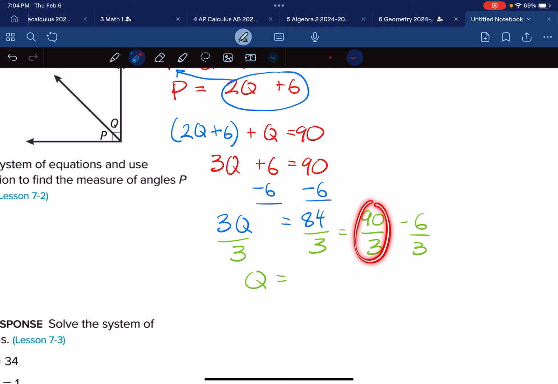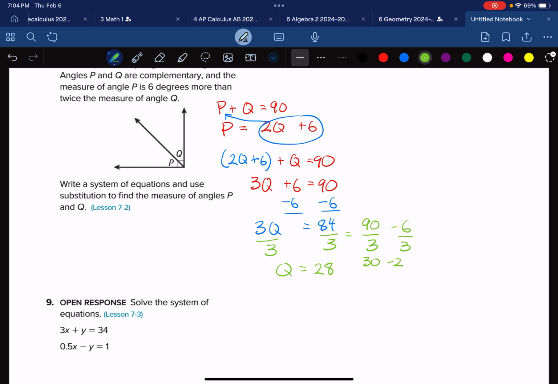And I can simplify this because 9 divided by 3 is 3 with the 0. So I have 3, 0, 3, 0. And 6 divided by 3 is 2, so minus the 2. And hey, 30 minus 2 is 28, so Q is equal to 28. Notice I'm not done because it didn't say just find the angle of Q. It said find the measure of angle P and Q. So I have Q, and I need to find P.